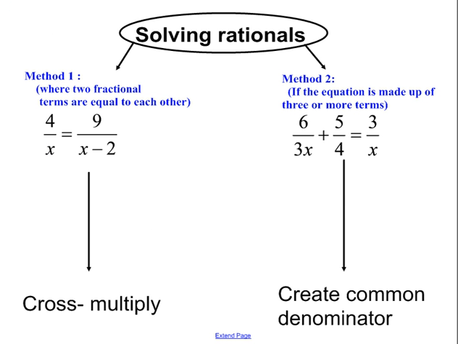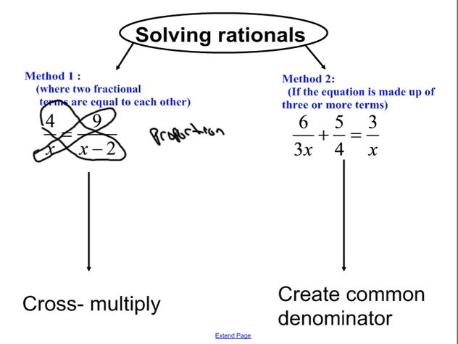Alright, so solving rationals, you basically have two methods. By the way, this information is from regentsprep.org. Method 1, where two fractional terms are equal to each other. So if you have something like a proportion, you're just going to cross multiply to solve for x. Method 2, if the equation is made up of 3 or more terms, like here, you want to create a common denominator, similar to what we did in the warm-up.